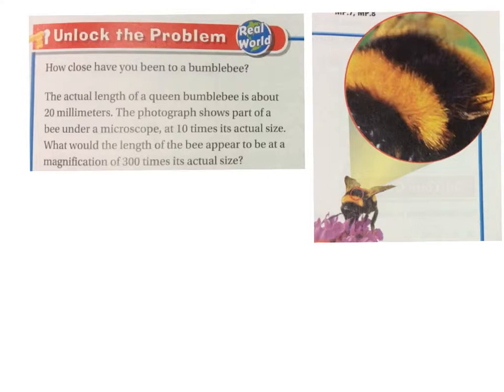So let's figure it out. How long is a queen bumblebee? Shreya? 20 millimeters. And if I want to find out how big it would be if I magnified it 300 times, what do I need to do to the 20? Misaki? Times 300. I need to multiply the 20 by 300. Now today we're going to look at how we can use our knowledge of multiplication facts and also math patterns to multiply this really quickly in our head.